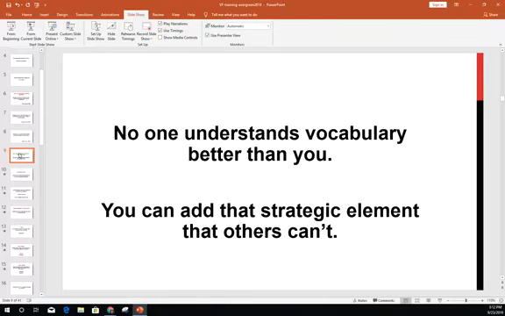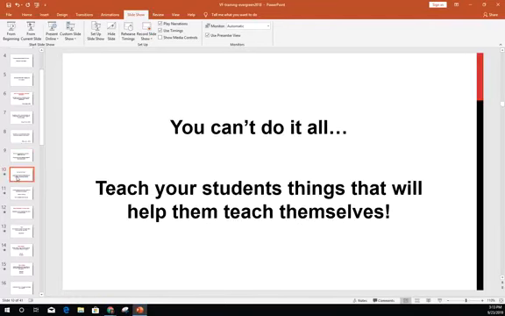And that's why it's so important that you add that strategic element that others can't, because the interventions that you are going to deliver are going to be a lot more intensive and strategic with regards to those concepts that you're able to focus on. A lot of times the teachers just can't provide that level of intensity because they've got to keep moving along with the curriculum.